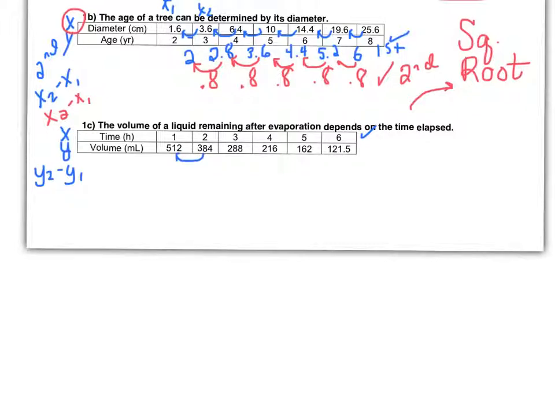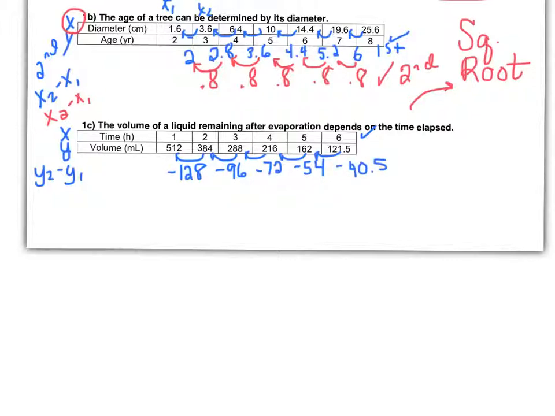So let's check y2 minus y1. We're going to do 384 minus 512. When you do that, you get negative 128. All right, now let's do 288 minus 384. That's negative 96. Well, it's not going to be linear. Let's keep going. 216 minus 288 is negative 72. Next one, 162 minus 216 is negative 54. And this last one, 121.5 minus 162 is negative 40.5.